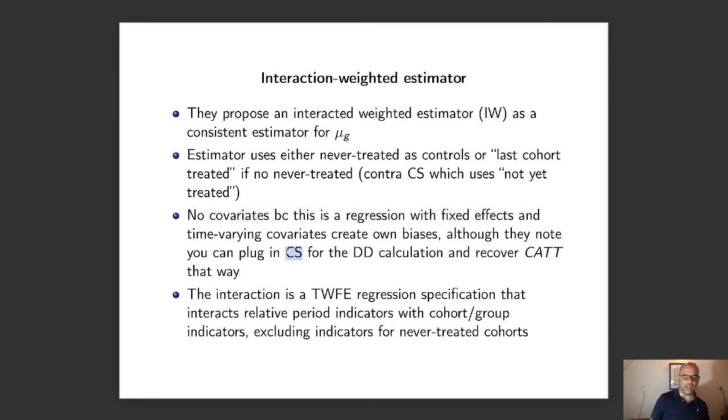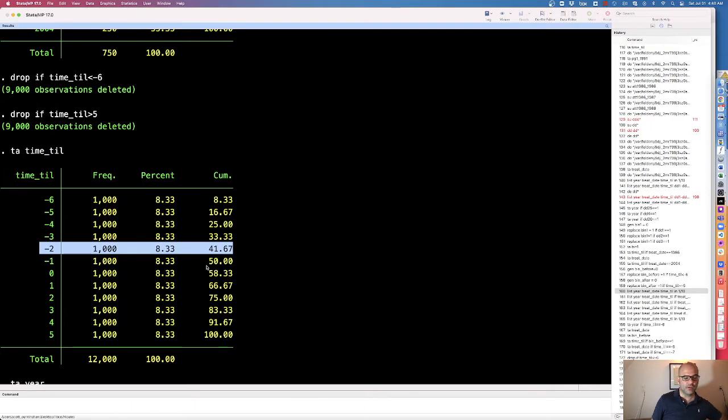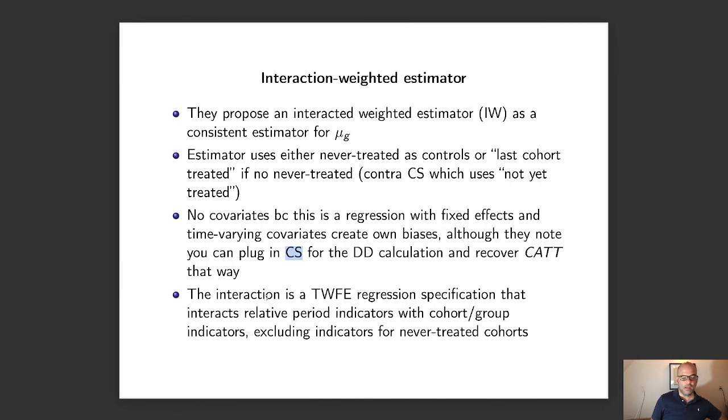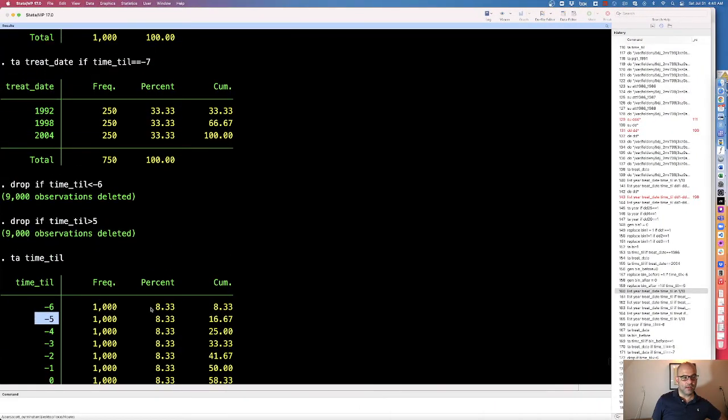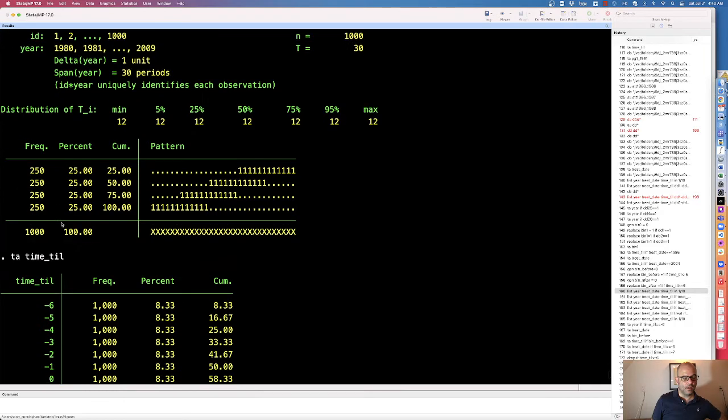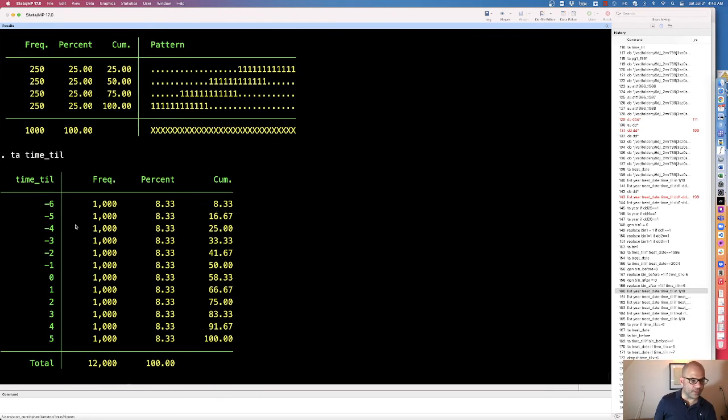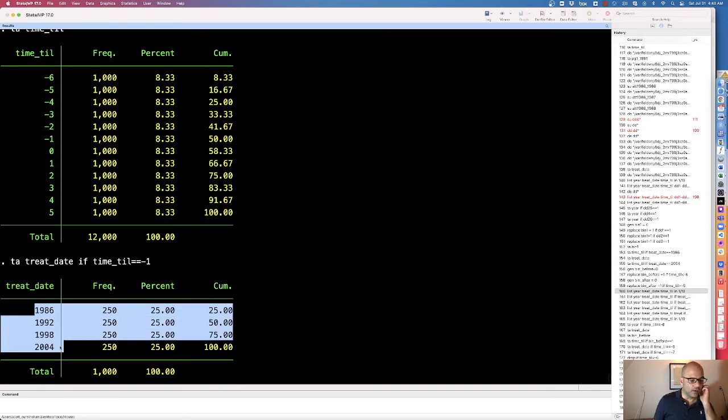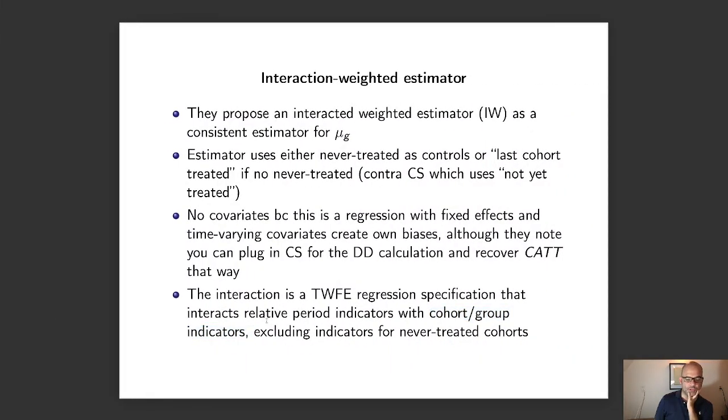They note that you could plug in Callaway-Sant'Anna, and then the interaction is going to be a two-way fixed effects regression specification that interacts relative period indicators. That would be these. That'd be those DDs that I made. Those relative time indicators with cohort group indicators. So what would that be? That would be this, that'd be right here. Interact these with dummies for these. Okay? So you're going to interact your relative period indicators with cohort group indicators.